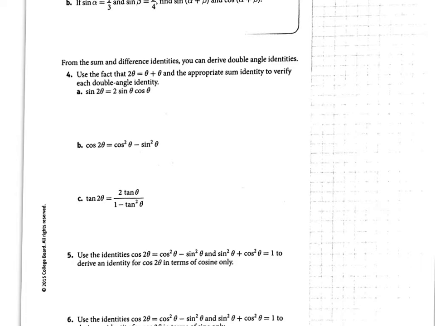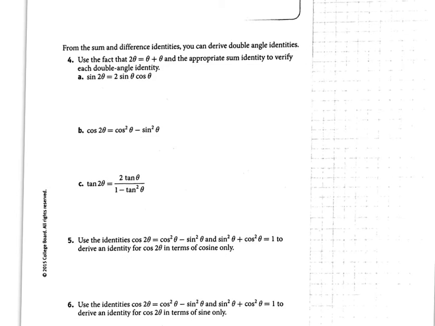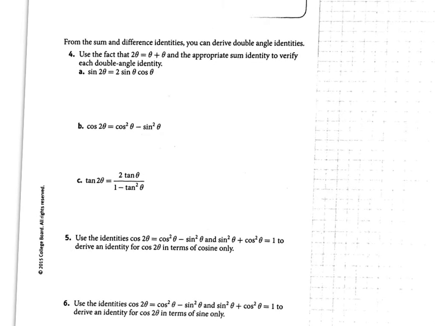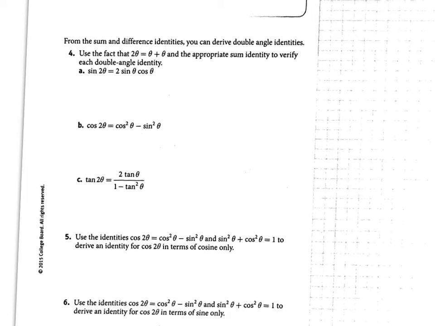So if you think back about the sum and difference identities, that's what we're going to relate some of these to. Also, we're going to use some of the Pythagorean identities. So if you take a look at number 4, we're on page 309, where we left off yesterday, where it says to take this sine of 2 theta and show that it equals 2 sine cosine.